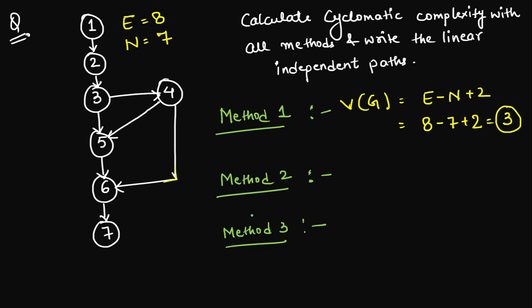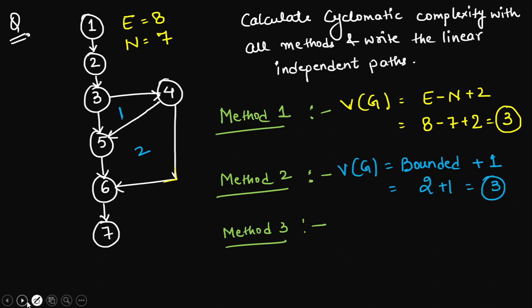Let's try method 2, that is bounded areas plus 1. So you can see that this is your one bounded region, this is your another bounded region. So how many bounded regions do we have? Two bounded regions plus 1, that is again 3.